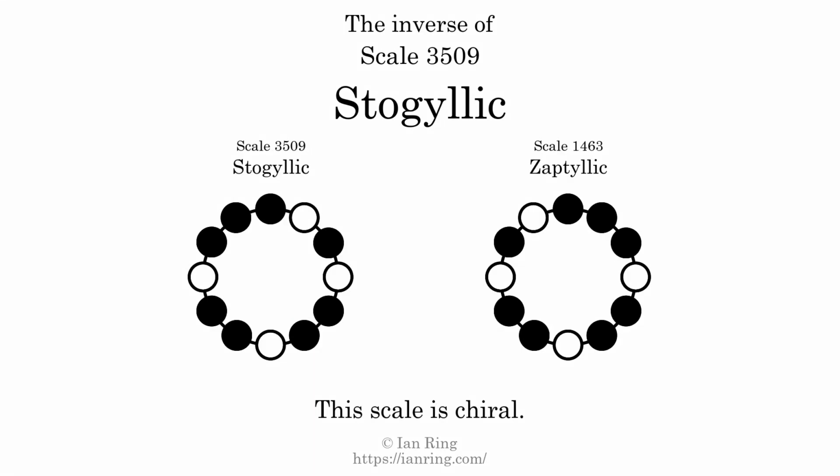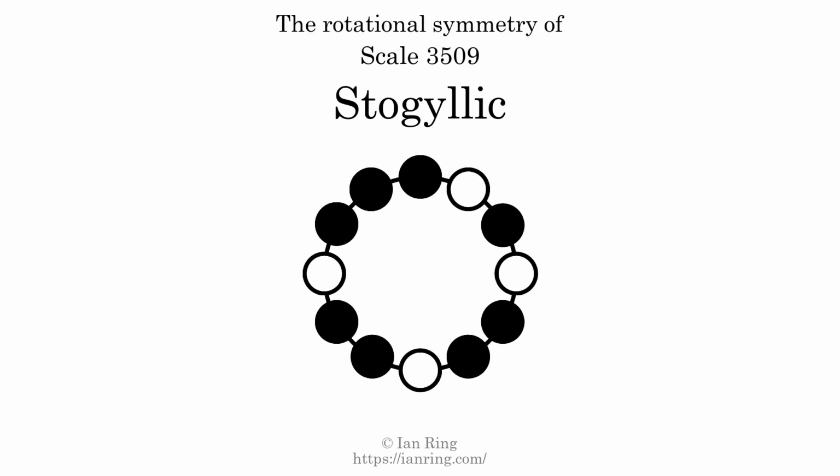The inverse of a scale is a mirror image. It is what you get when the sequence of intervals is reversed. The inverse of this scale is scale 1463, also known as Stogyllic. This scale is chiral. It cannot transform into its inverse by rotational transformation. This scale has no rotational symmetry.